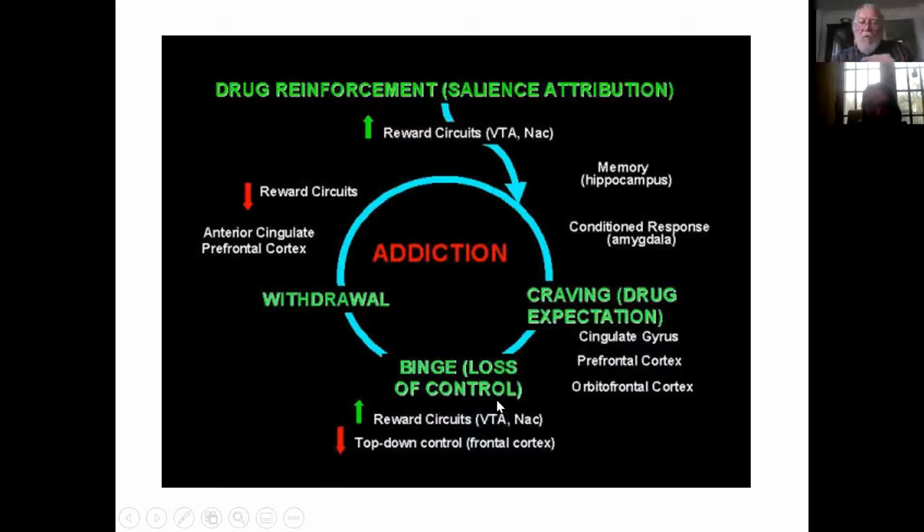I'm not going to do it. How many movies have you seen where something bad happens and poof, the person goes into a binge, where again, you have reward circuits, the VTA and the Nucleus Accumbens happening. And what happens to top-down control? The frontal cortex decreases.